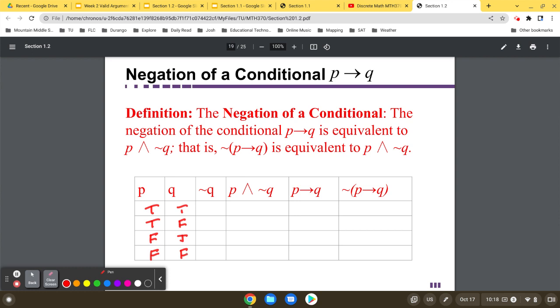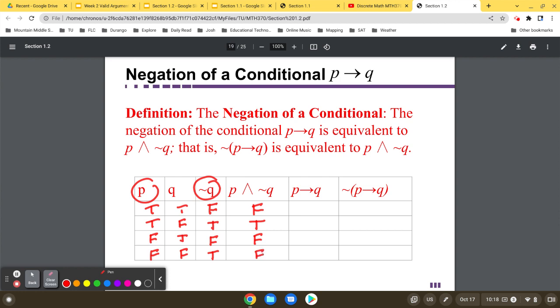We negate the Q. That would give me false, that would give me true, that would give me false, that would give me true. Now we do P and not Q. So we're looking at P and not Q. One's true, one's false, that's false. One's true, the second one's true, that's true. False and false, they're both false, so it's false. False and true, that would be false also.